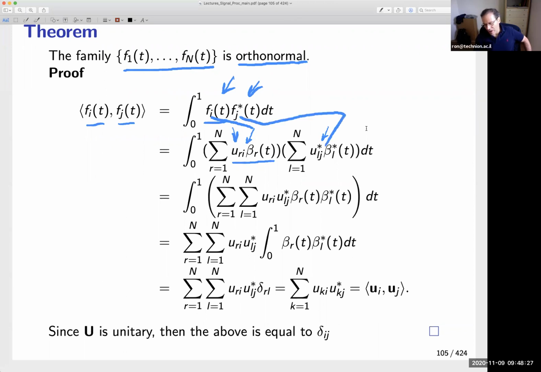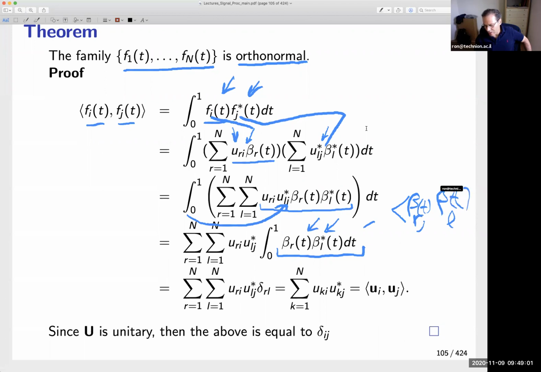Now, we can use the linearity of the summation and the integral, and first of all, pull all the summation outside of this multiplication, and then push the integration inside so that it integrates over betas. And we know that the integration over beta times beta transpose is nothing but the inner product between the betas. So it would be beta R inner producted with beta L. And we know this is given to us, that the inner product is nothing but the delta function. So we have the delta function.